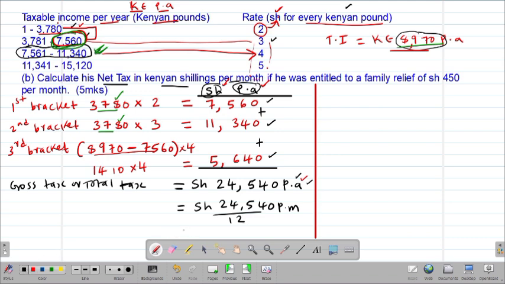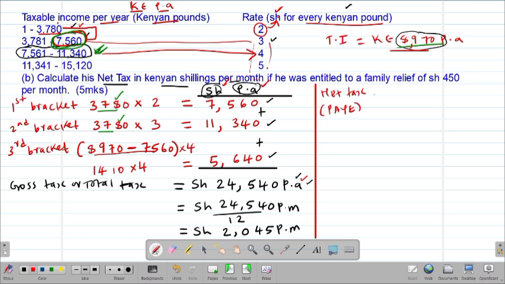So you take 24,540 divided by 12, you're going to get 2,045 shillings. Then of course this is per month. So this is our gross tax or total tax in shillings per month. Now our target was to get the net tax. So we know that net tax, also called the PAYE, must be in shillings per month.